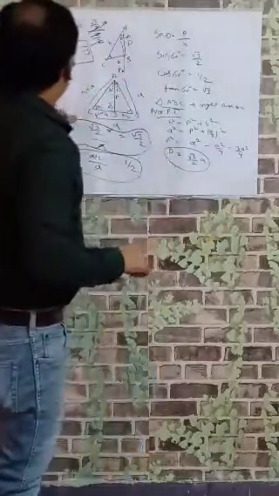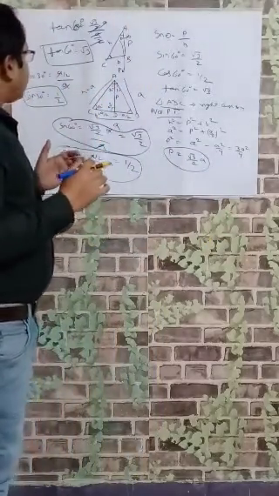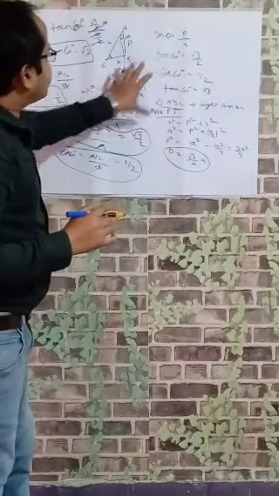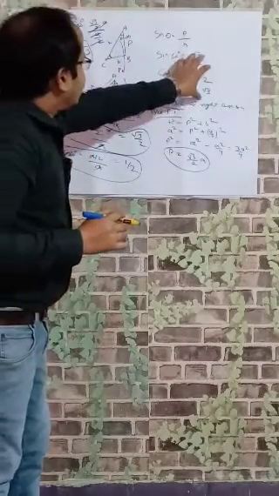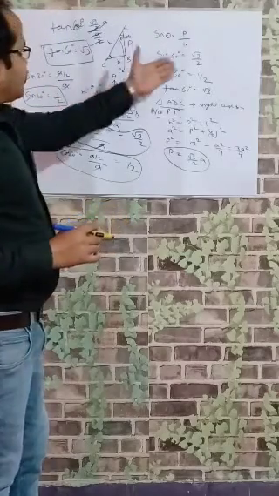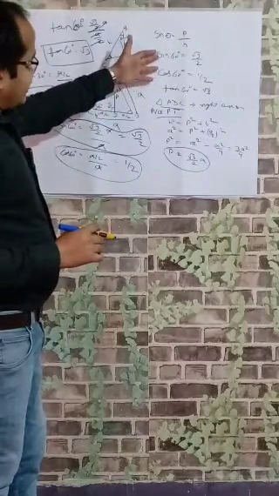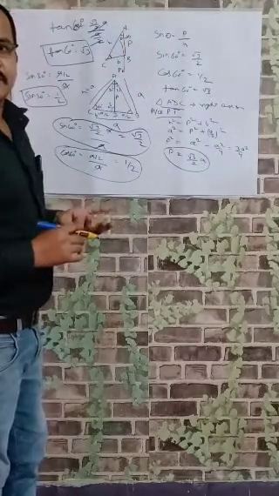Okay, so we know the basic concept, the basic logic behind getting these values. Similarly cos 30, similarly tan 30, and similarly the reverse trigonometrical ratios.